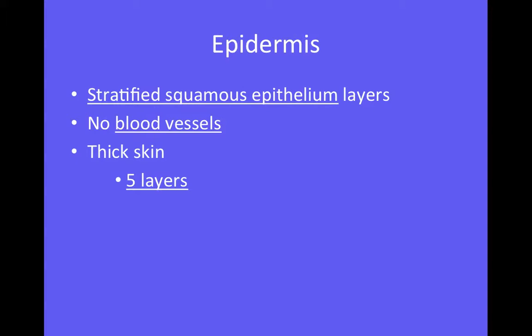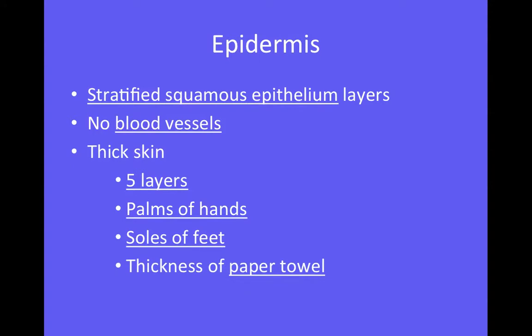Now, this doesn't mean that it's only 5 cell layers thick. What it means is that we have 5 different types of layers present. We find this thick skin at the palms of the hands and the soles of the feet. And just to give you a real-life comparison, the epidermis of thick skin is about the thickness of a paper towel.